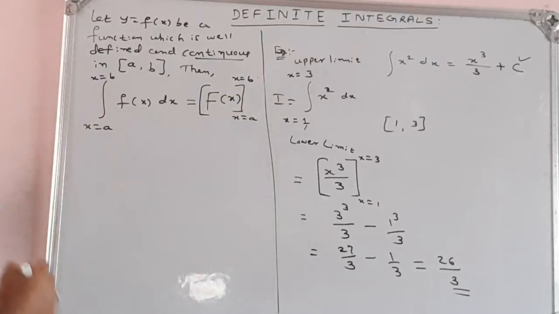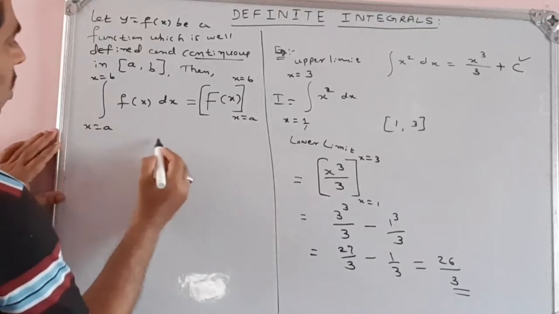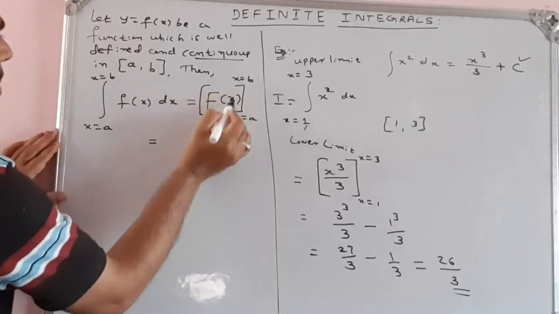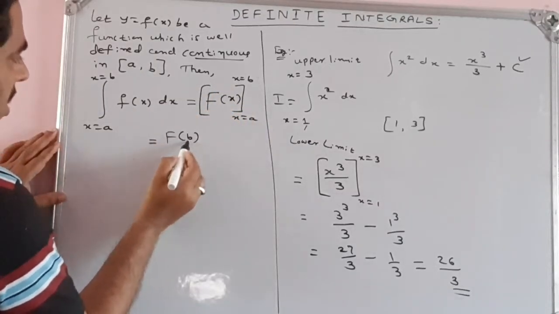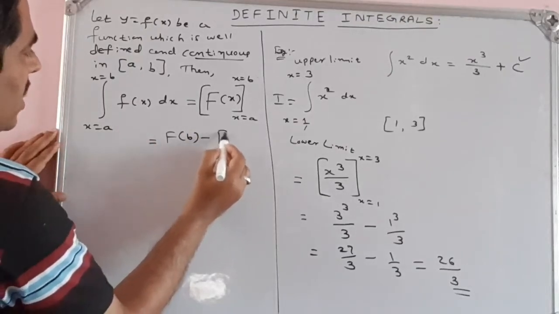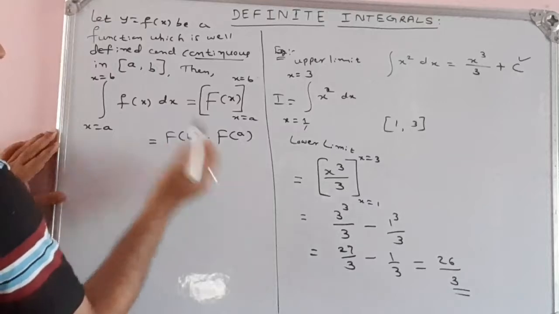Here a and b are called the lower limit and upper limit. They are the limits of integration. So how do you calculate this? I substitute upper limit minus lower limit. So I get the value of the antiderivative at the upper limit minus the value of the antiderivative at the lower limit. This gives me the answer.